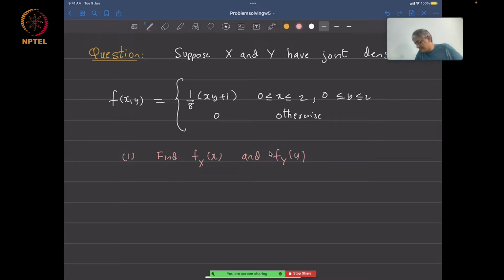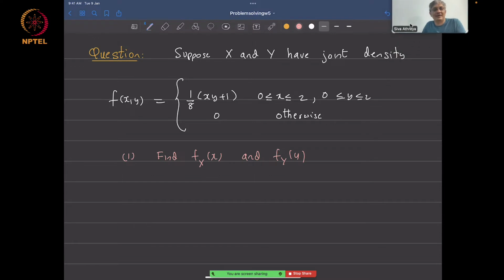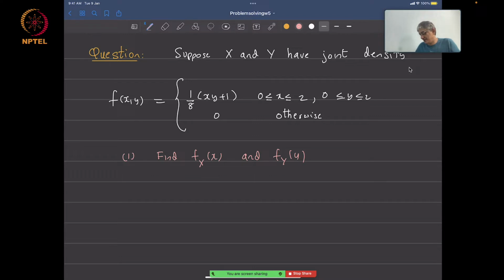In this problem solving session, I'd like to do the following question. I have x and y having joint density f_XY equal to 1/8 times (xy + 1) in the interval 0 to 2 for x, 0 to 2 for y, and 0 otherwise. So the density f_XY is positive in the rectangle 0 to 2, 0 to 2.